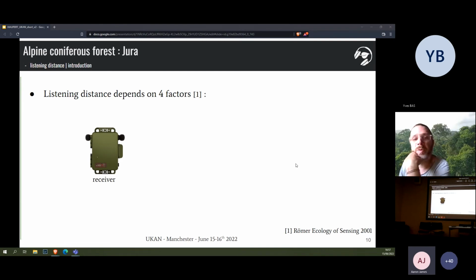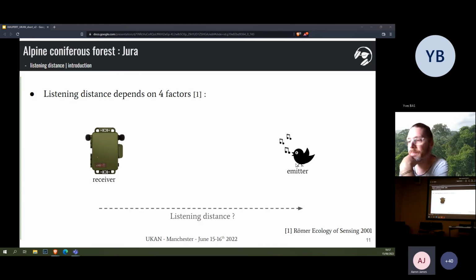The listening distance depends on 4 factors. The characteristics of the receiver, which is the audio recorder, and the characteristics of the emitter, for instance, a bird or a frog. These characteristics are its position and orientation, but also the sound level of the call and the frequency content of the call. A louder call propagates farther, so does a low frequency call, while a higher frequency call or faint call propagates less far.